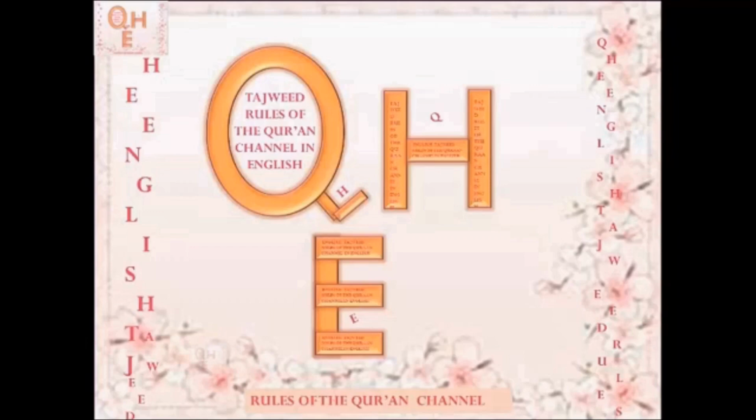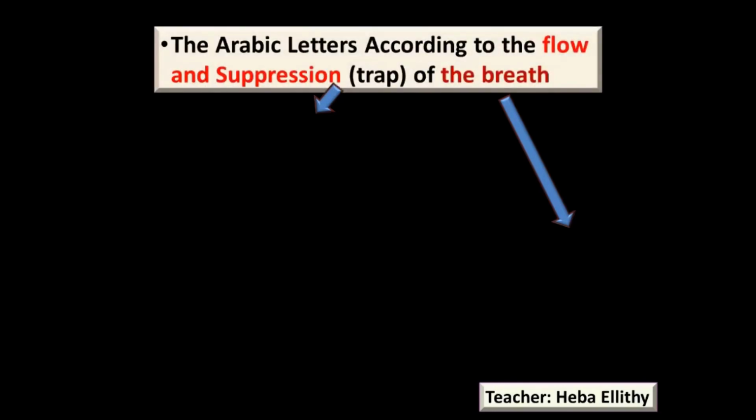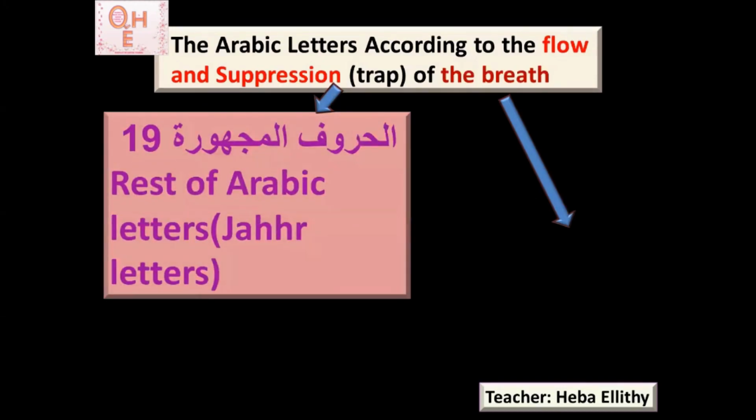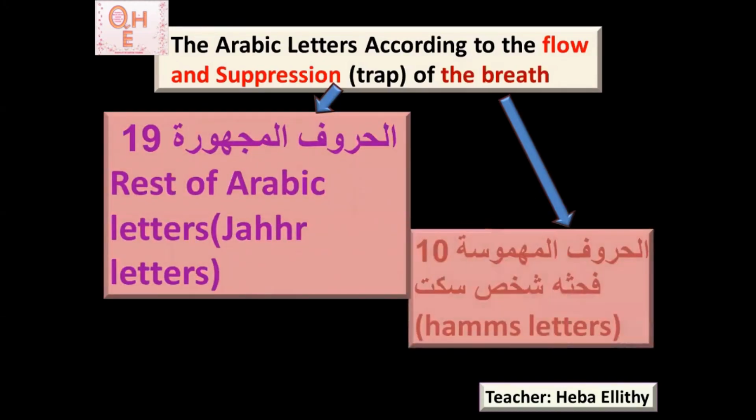Today, inshallah, in our third lesson of the Sifat Al Houroof, our lesson will be about the Arabic letters according to the flow or separation or trap of the breath. We have two categories under it. The first one is الهمس, the second one is الجهر. So الحروف المجهورة is 19 letters, and الحروف المهموسة is 10 letters.